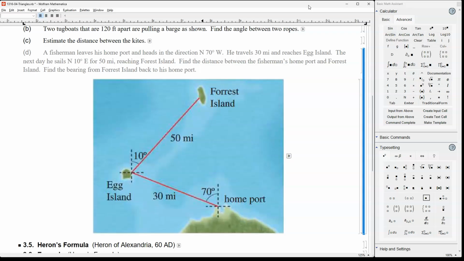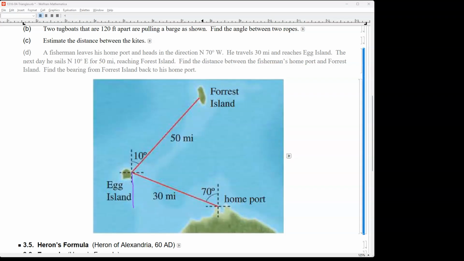So, running north 70 degrees west. So, starting from north 70 degrees to the west, and then got to Egg Island. And here, north 10 degrees east. Not drawn up to scale. Doesn't look like this is 10 degrees east. Looks like a lot bigger. Anyway, from this picture, you can figure out the internal angle here. What is it?